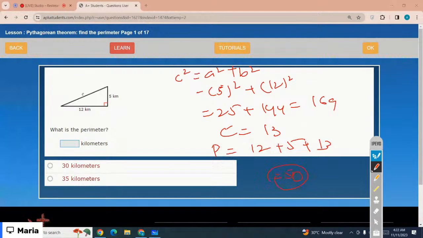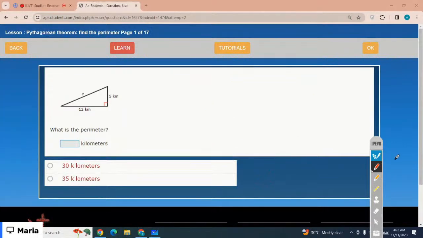The basic thing you have to do here is evaluate the missing side length. Then you just have to add. So the correct option is 30 meters.